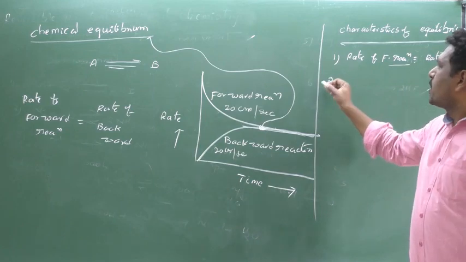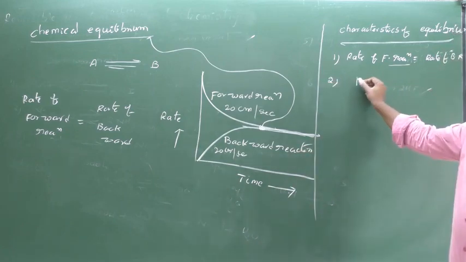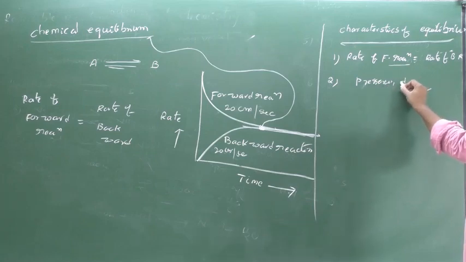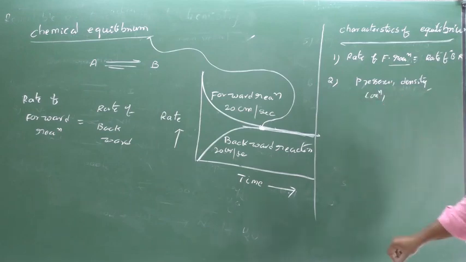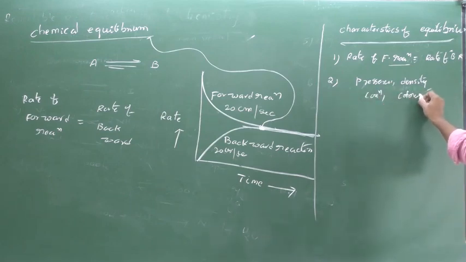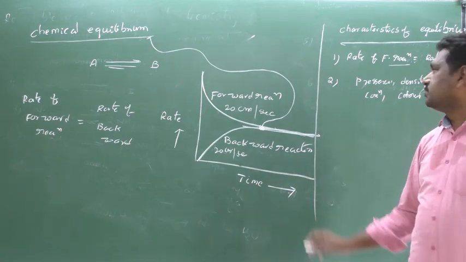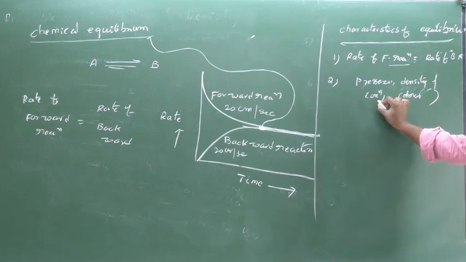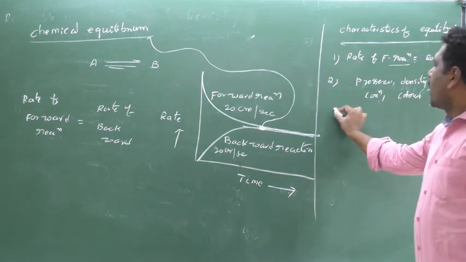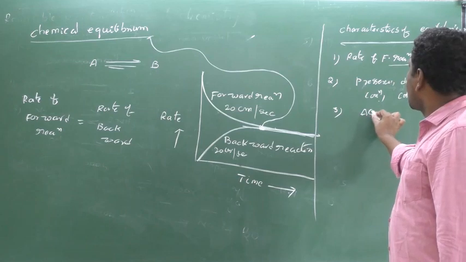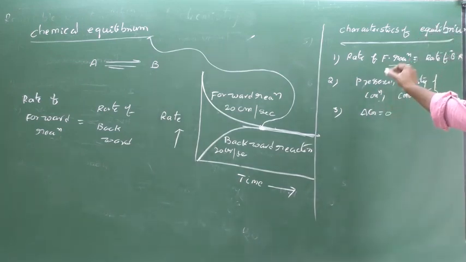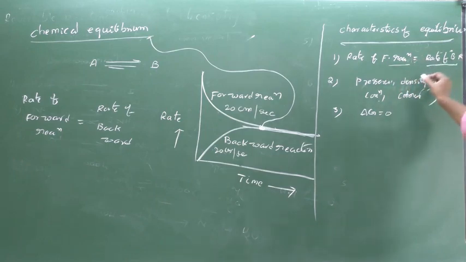And second, there is no change in the pressure, density, concentration and color. So there is no change in the pressure, density, concentration of the reactants and color. And also at equilibrium, delta G is equal to 0. This is the third property.